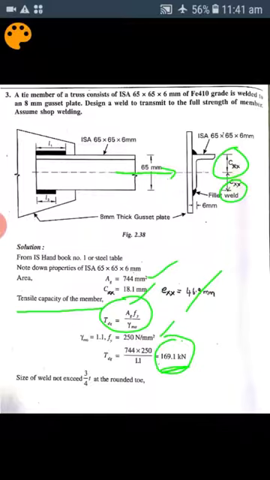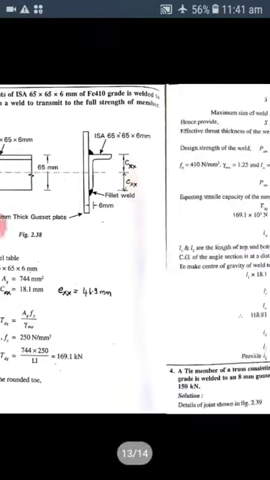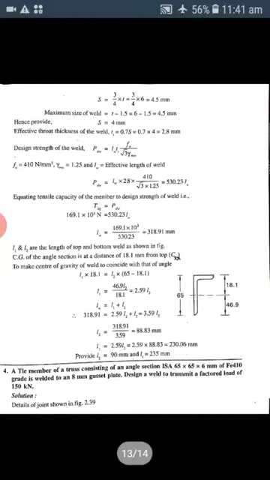In this case, the size of the weld should not exceed 3/4 of t at the round edges. Here we get the round edges, and here we get the square edges. For both we need to calculate the thickness, then comparing both, the minimum thickness is to be provided. So here the size of the weld is 3/4 of t, that is 4.5 mm, which is the maximum size of weld.